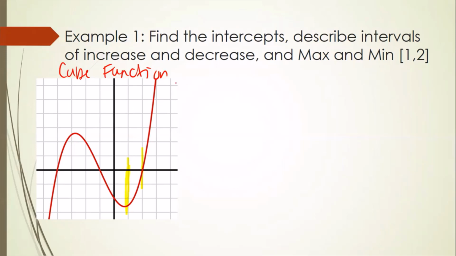So step 1 is identifying your intercepts. Where do you cross the X and Y axis? You can write them as an ordered pair. You can write them as a table. I'm going to do the intercepts on a table. Is that okay? Okay, so intercepts on a table.